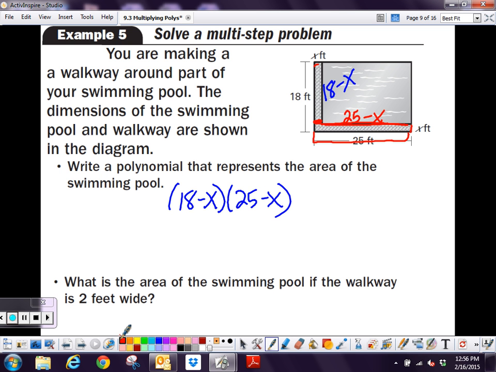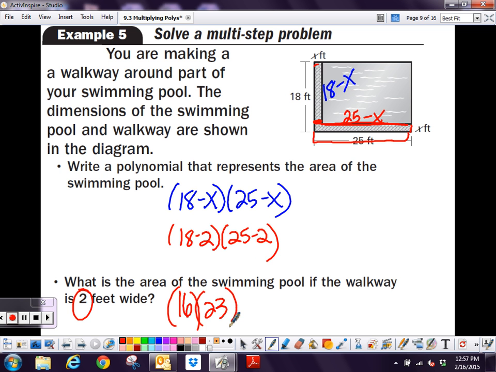The second part: what is the area of the swimming pool if the walkway is 2 feet wide? Okay, so I'm just going to take 2 and plug that in for these x's. So I have 18 minus 2 times 25 minus 2. So that's 16 times 23, which is 368, in this case, feet squared.